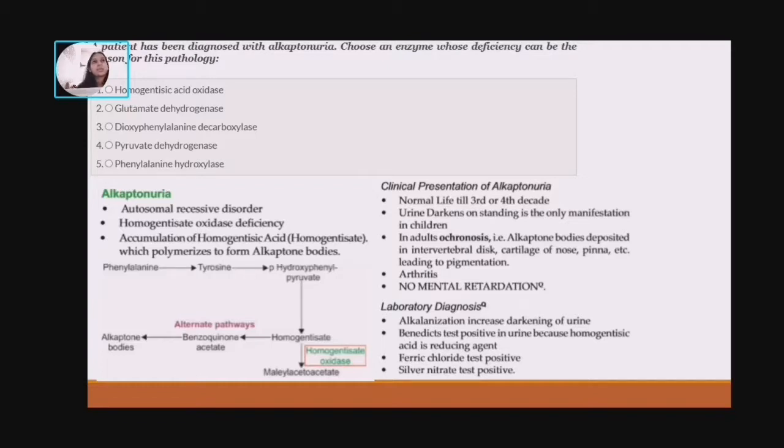And this Alkaptonuria is actually an enzyme deficient disorder. Particularly no mental retardation is seen. There are some questions which will be asked, like, is mental retardation seen in Alkaptonuria? So keep in mind mental retardation is not seen in Alkaptonuria. And then finally you can see some laboratory diagnosis which will help in determining Alkaptonuria.